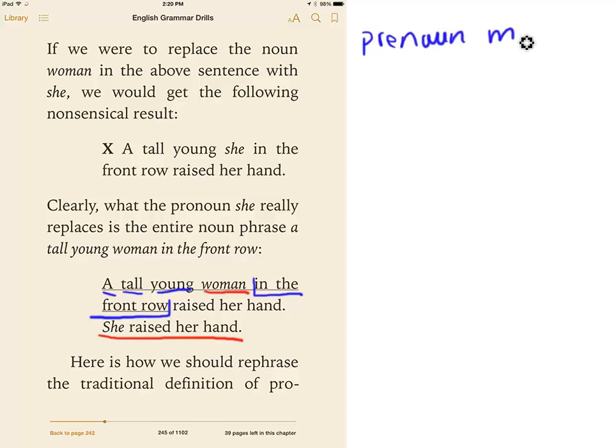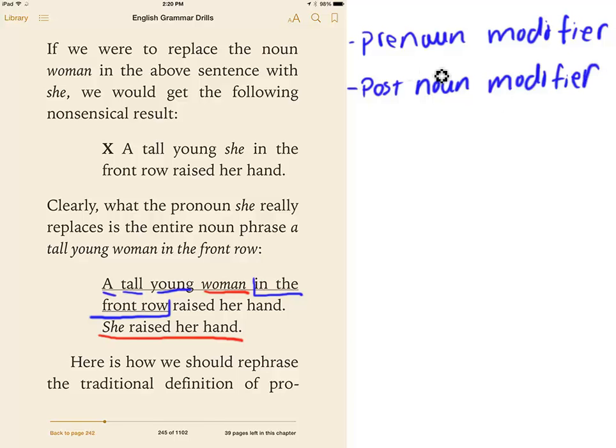A modifier is something that changes or helps clarify the noun. And we're going to get to those more in the next section. But pre-noun modifiers are the descriptions that come before the noun. The post-noun modifier is the description of the noun that comes after the noun. Okay? So the noun right here and all the modifiers are replaced by the third person pronoun. She raised her hand. So that's our new definition.